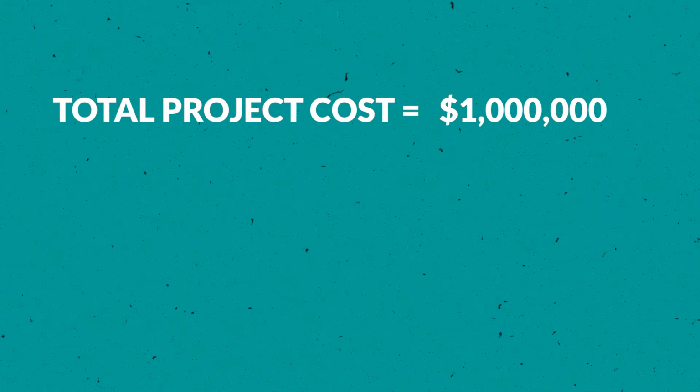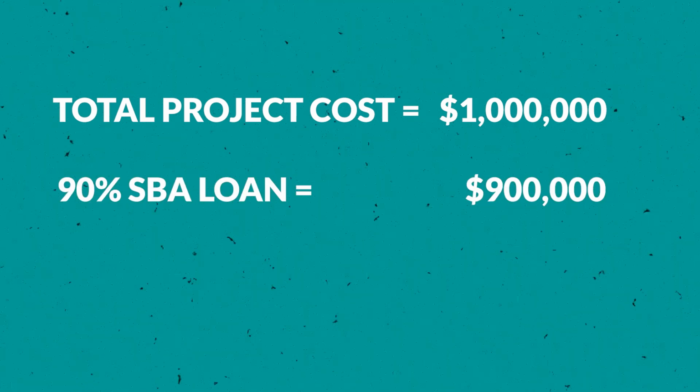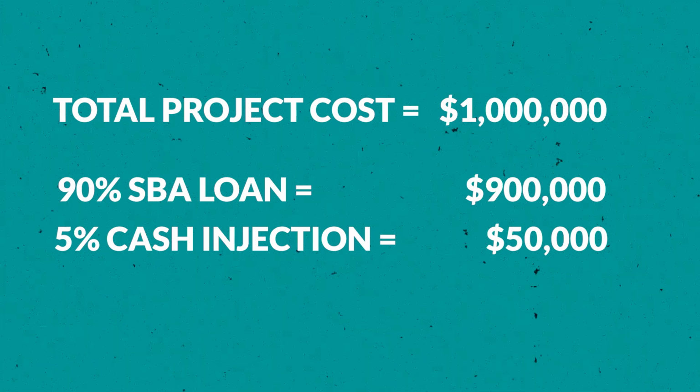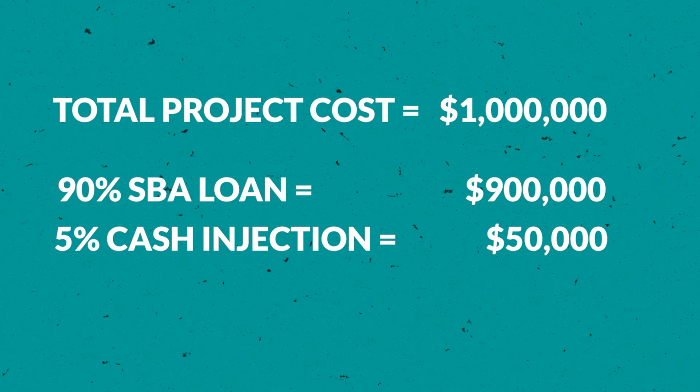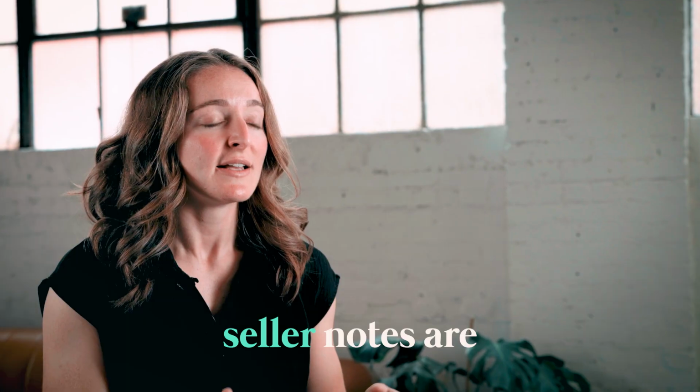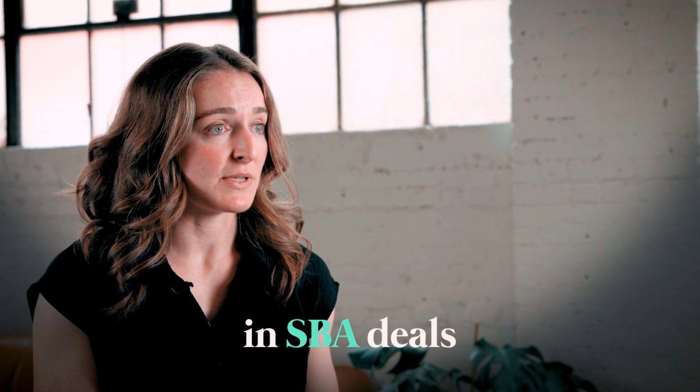So for example, let's say you have a $1 million total project, you have an SBA loan for 90% or $900,000, you bring a 5% cash injection or $50,000, and then you have a seller note for 5% or $50,000. Seller notes are very relevant in SBA deals.